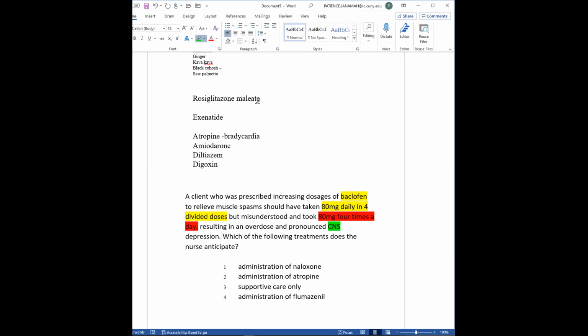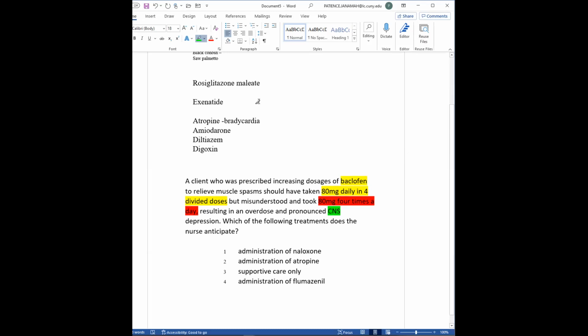Okay, if that's the case, is atropine the antidote for baclofen? No. I'll give naloxone. Is naloxone the antidote for baclofen? Naloxone is an antidote for opioid. Is baclofen an opioid? No, it's an NSAID. Baclofen, it's an NSAID, right? For muscle spasm. It's a non-opioid analgesic. You can call it that.